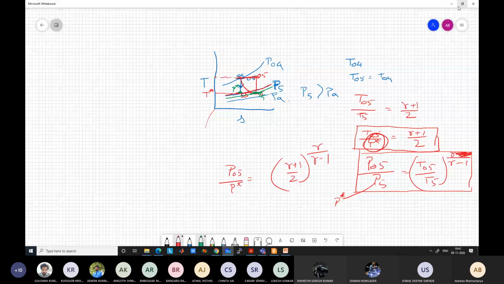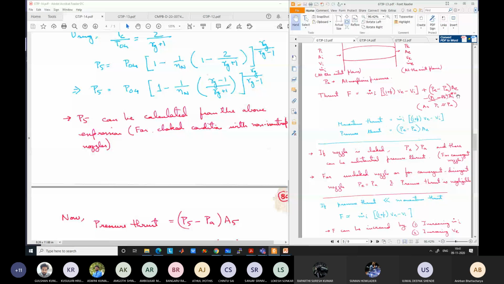So once you have the pressure, how to calculate the pressure thrust? We want to calculate the pressure thrust. So P5 we have obtained, PA we have obtained. The only remaining quantity is the exit area. Okay, so if mass flow rate is known to us, we can calculate the exit area of the nozzle. Exit area is given by the mass flow rate at this point.